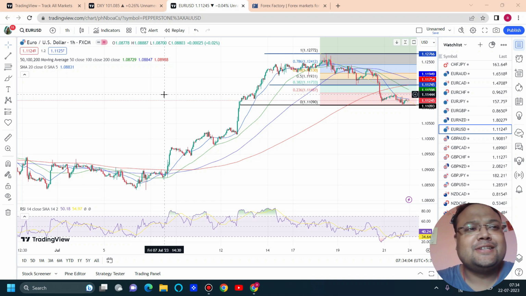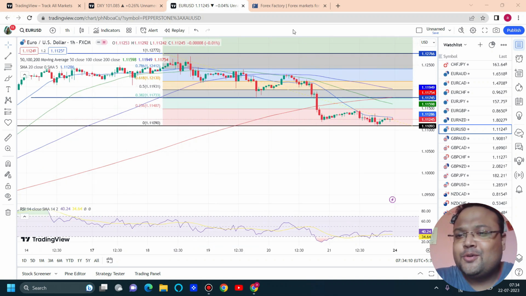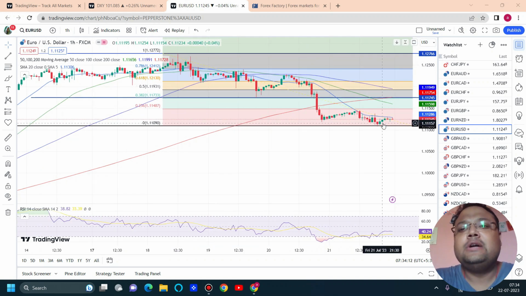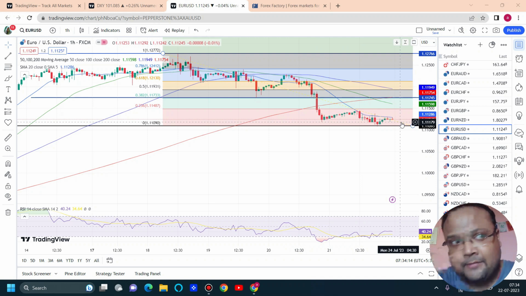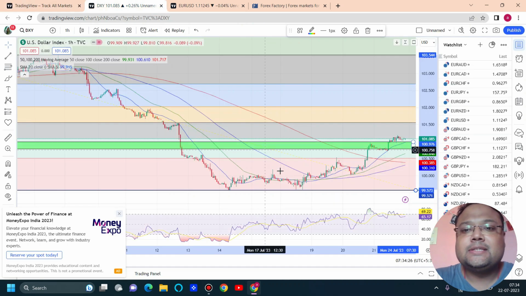So let's get started. My dear friends, this is the 1 hour chart of Euro USD in front of us, and Euro dollar, the 5 hour closed at 1.1124. This is the last traded price here. And if you look at some news, then you can see dollar moves higher ahead of expected Fed rate hike next week. So yes, market is expecting rate hike, as a result of which we can see recovery on DXY.